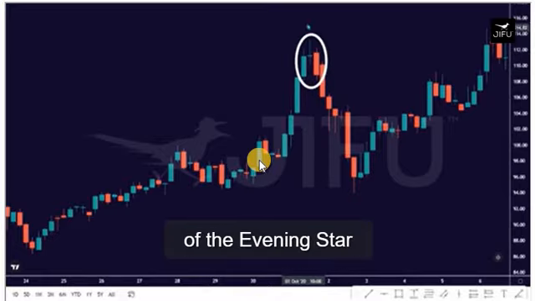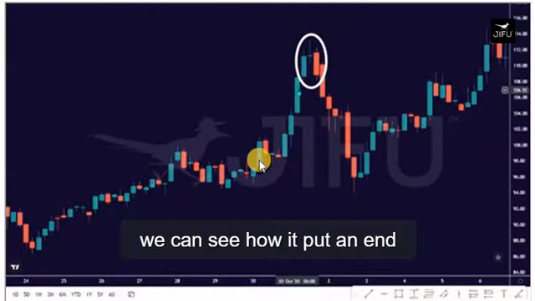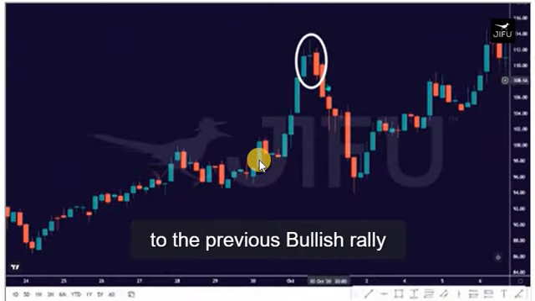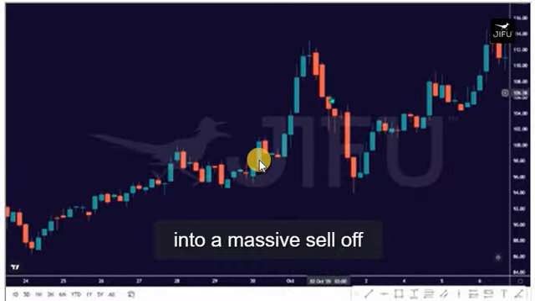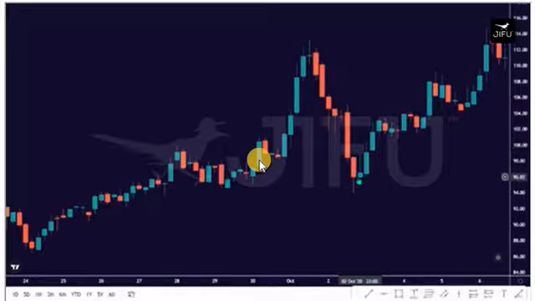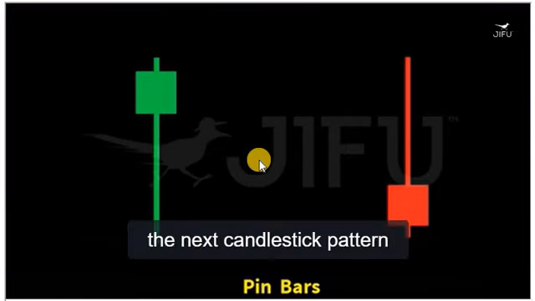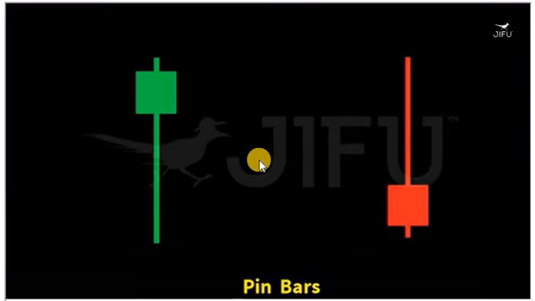Here's an example of the evening star. We can see how it put an end to the previous bullish rally here, and how the market was reversed into a massive sell-off. The next candlestick pattern is the pin bar.